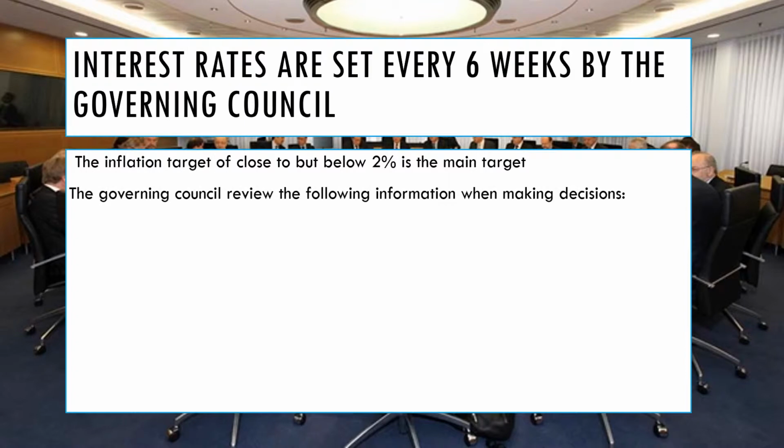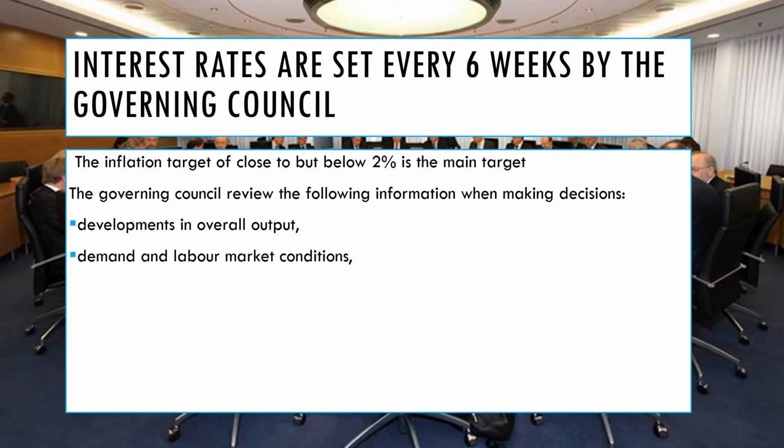Now, in order to make sure this happens, they need to monitor what's going on in the economy. So the things they monitor: developments in overall output, so what's happening to economic growth; the conditions in the labour market and the demand for labour, what's happening to wages. If wages are rising, this could be an indication that inflation is about to rise in the future, and maybe we need to perhaps raise interest rates to reduce demand.